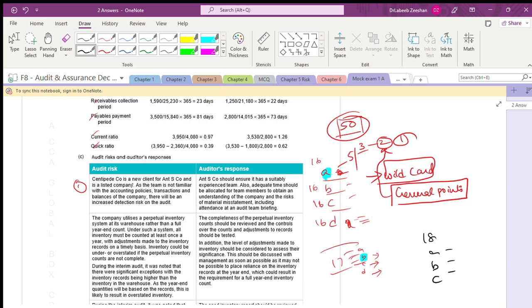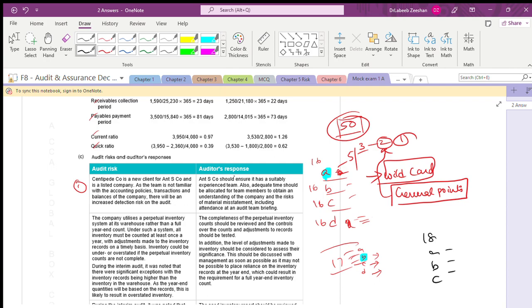There is an increased detection risk of the audit. Is it right? That is what it says. If you are having a new client, definitely you don't know the accounting policies, you don't know the environment, you don't know how they are working. And there will be an increased detection risk. It happens to any client. Forget about the name.